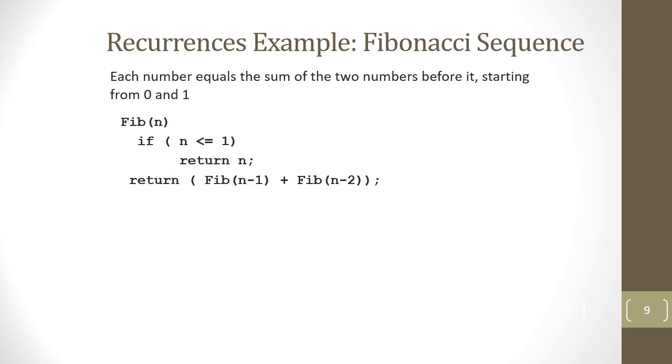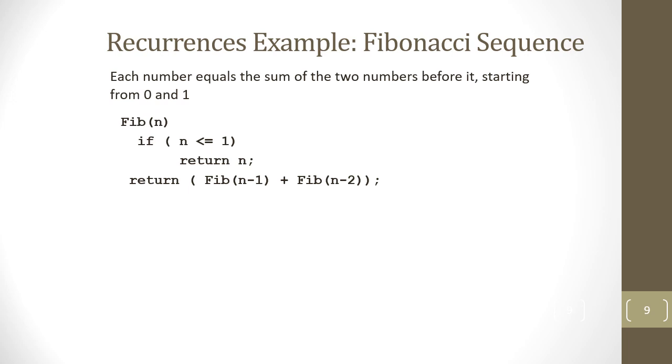Now let's have a look at a different problem, which is a Fibonacci sequence. In a Fibonacci sequence, each number is equal to the sum of the two numbers before it, starting from 0 and 1, which are the base cases. The pseudocode for Fibonacci sequence is given, where the base case will be just 1 or constant operations, and to find the Fibonacci of n requires T of n time complexity.